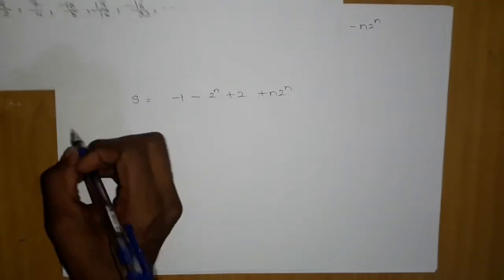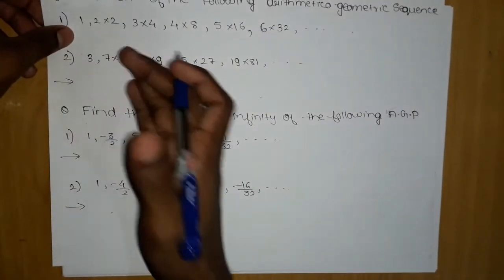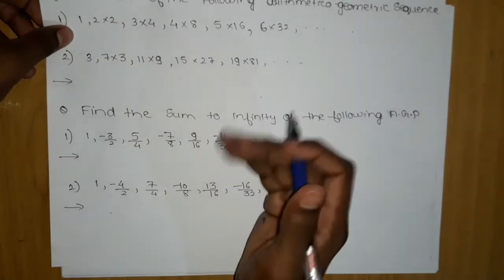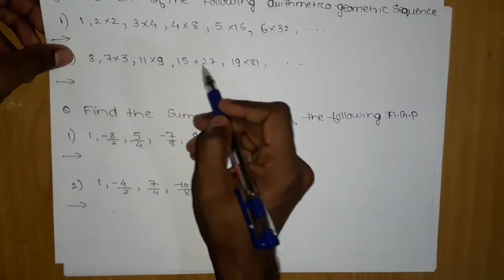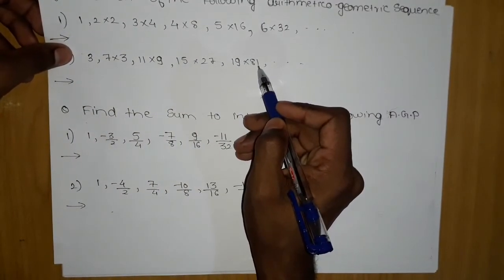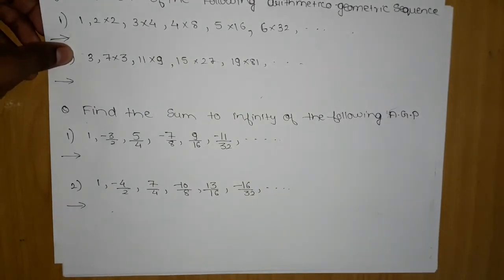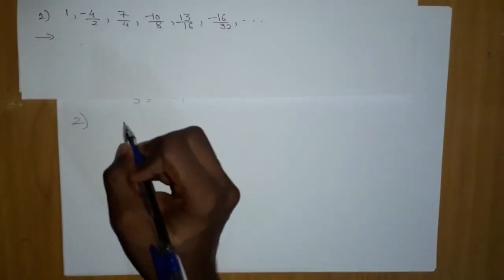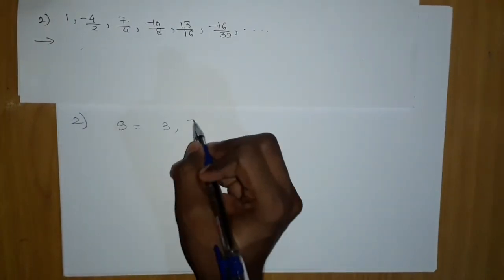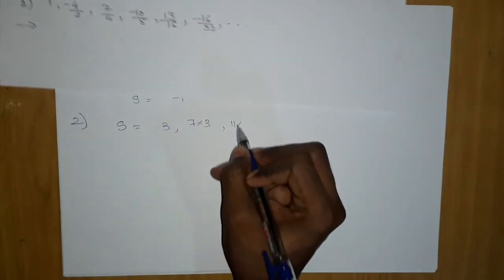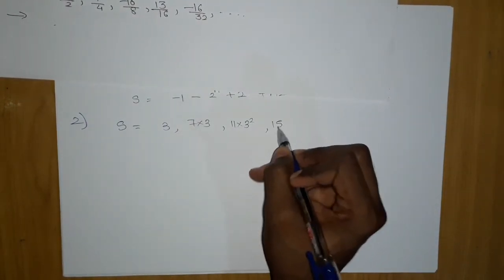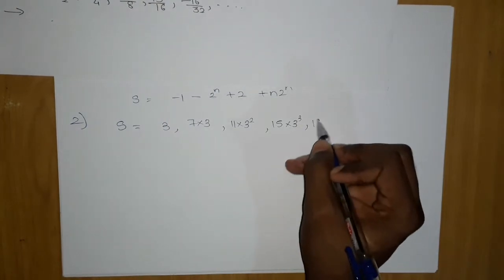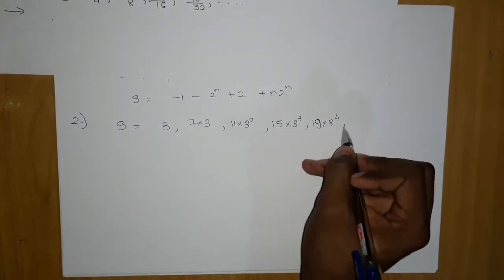Which is nothing but this. What is my main aim? First, analyze the sequence: 3, 7 into 3, 11 into 9, 15 into 27. I can easily see 3, 3 square, 3 cube, 3 power 4, like this. After seeing this, what is my purpose? Write it in a simplified way. This is my second question. What is my S? 3, 7 into 3, 11 into 3 square, 15 into 3 cube, and 19 into 3 power 4, and so on.